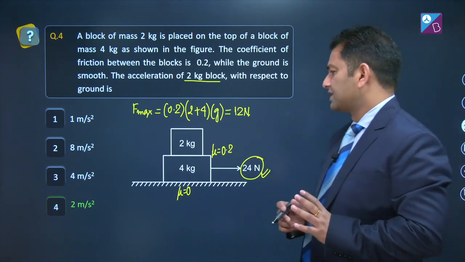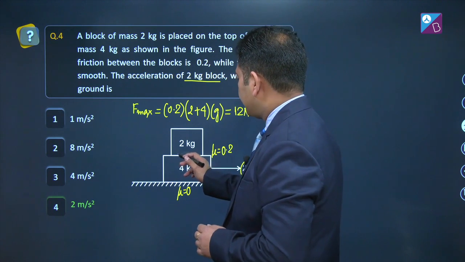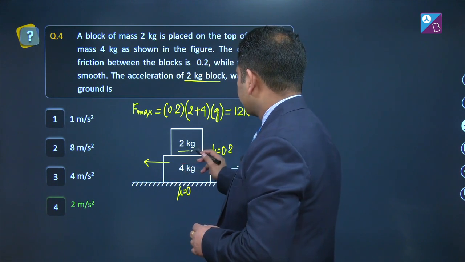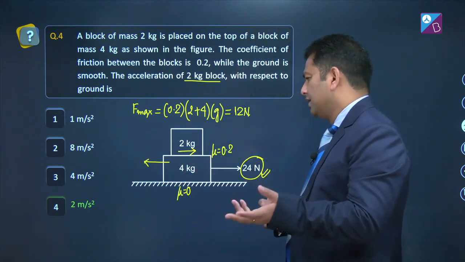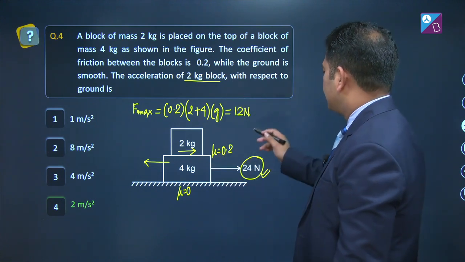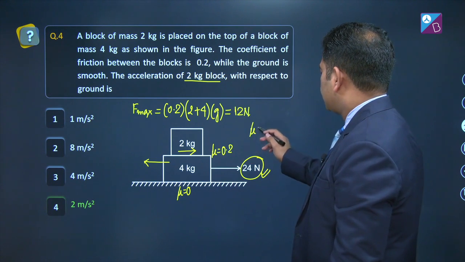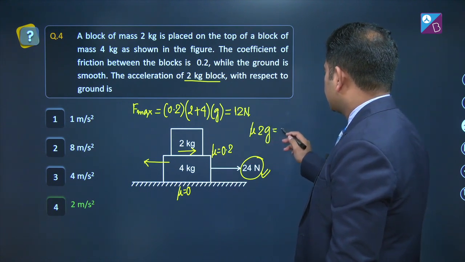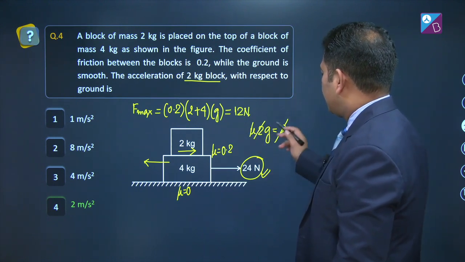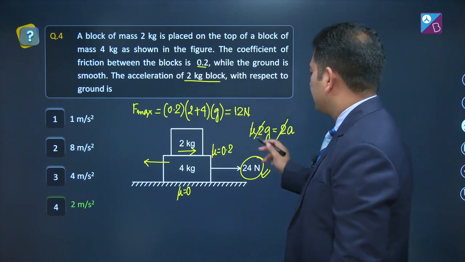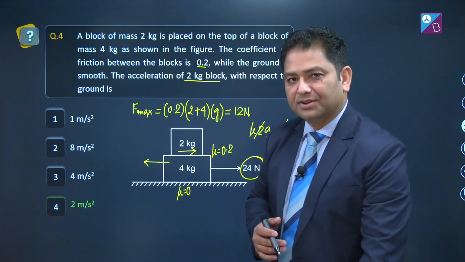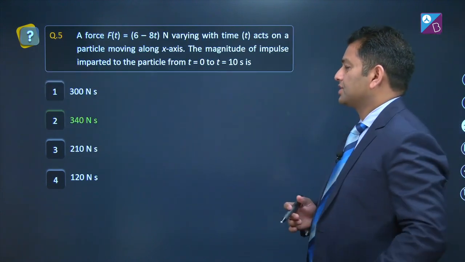And if the blocks move separately, the friction acting here would be kinetic. For 4 kg, kinetic friction will act backward. For 2 kg, kinetic friction will act forward. Now we need to concentrate on the 2 kg block because the question asks the acceleration for 2 kg. So the force, mu multiplied by mg, is equal to mass multiplied by acceleration. 2 and 2 get cancelled. So a will be mu g, mu is 0.2 multiplied by g 10, the acceleration will be 2 meter per second square. Let's go for question number 5.